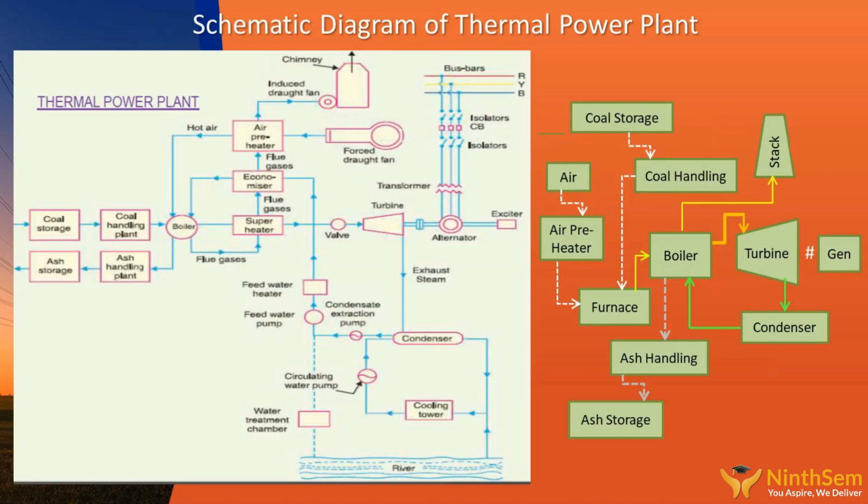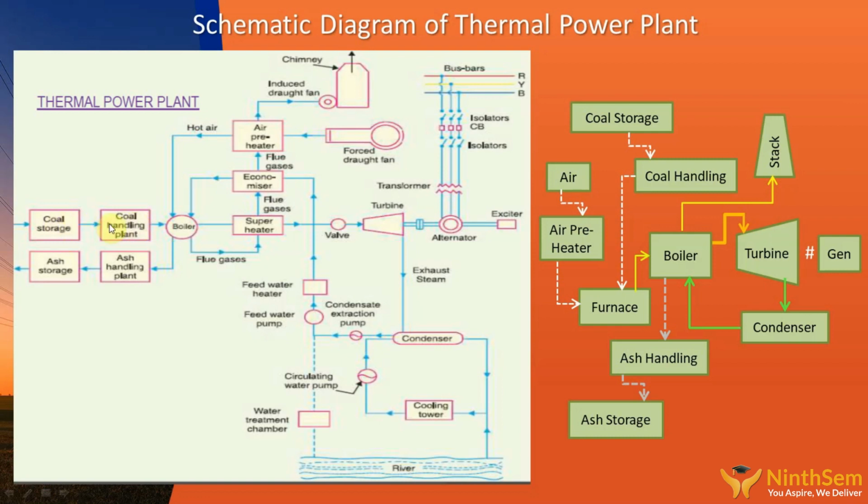On the left hand side, you see an overall schematic diagram of the thermal power plant. On the right hand side, I have made one simple block diagram showing some important systems involved in the power plant. On the left, the circled part is the boiler. In the boiler, there are two important systems. The coal system, which we also call the fuel system, mainly includes coal storage and the coal handling plant.